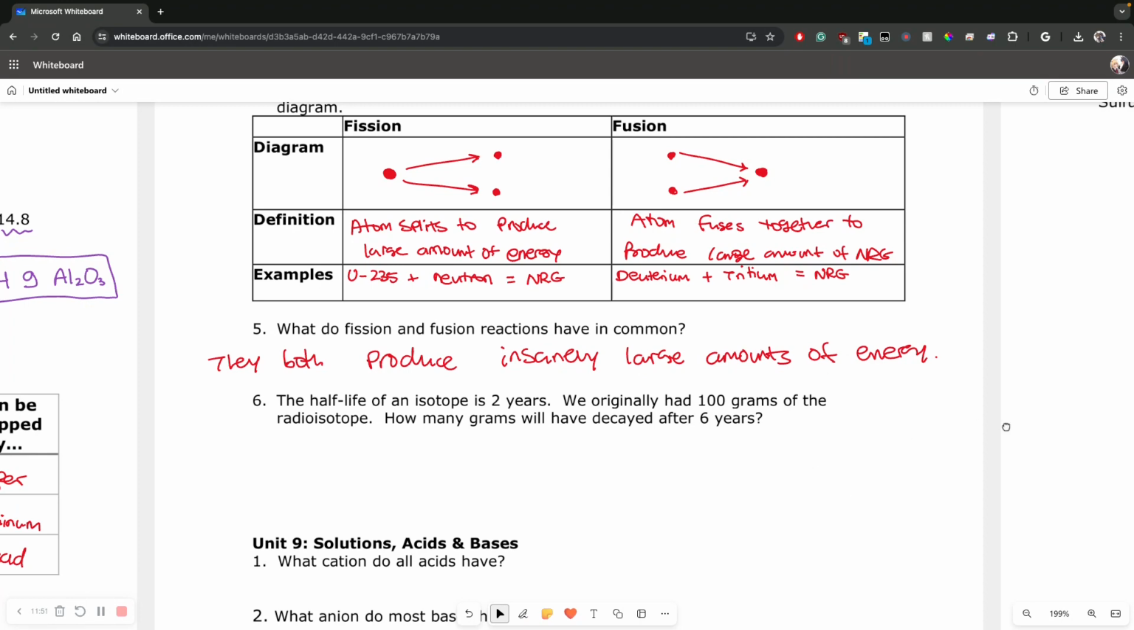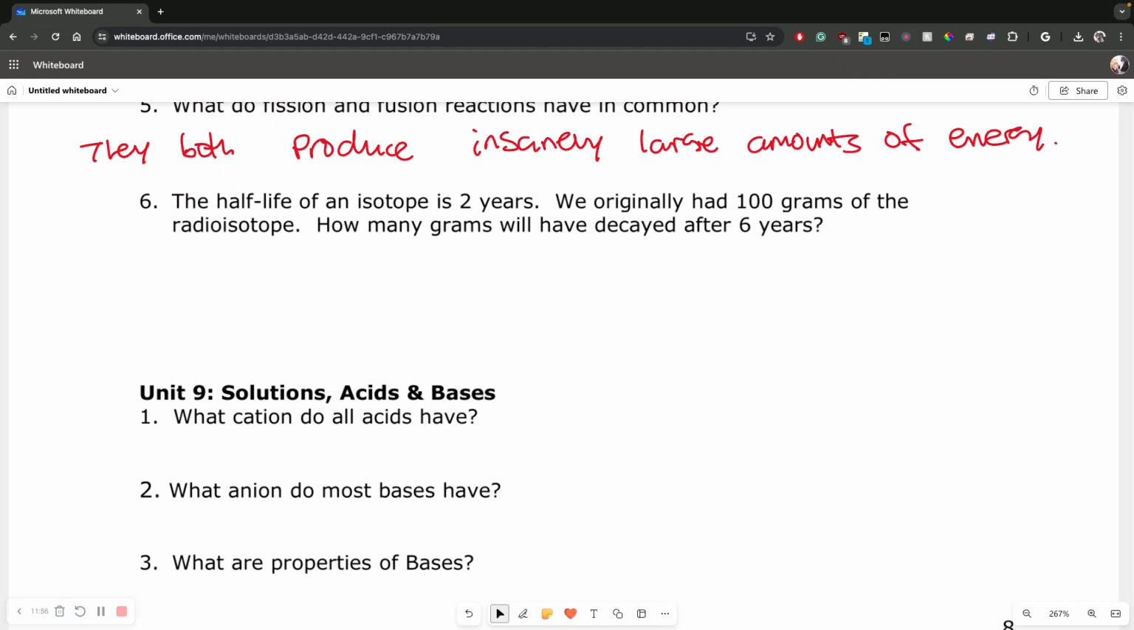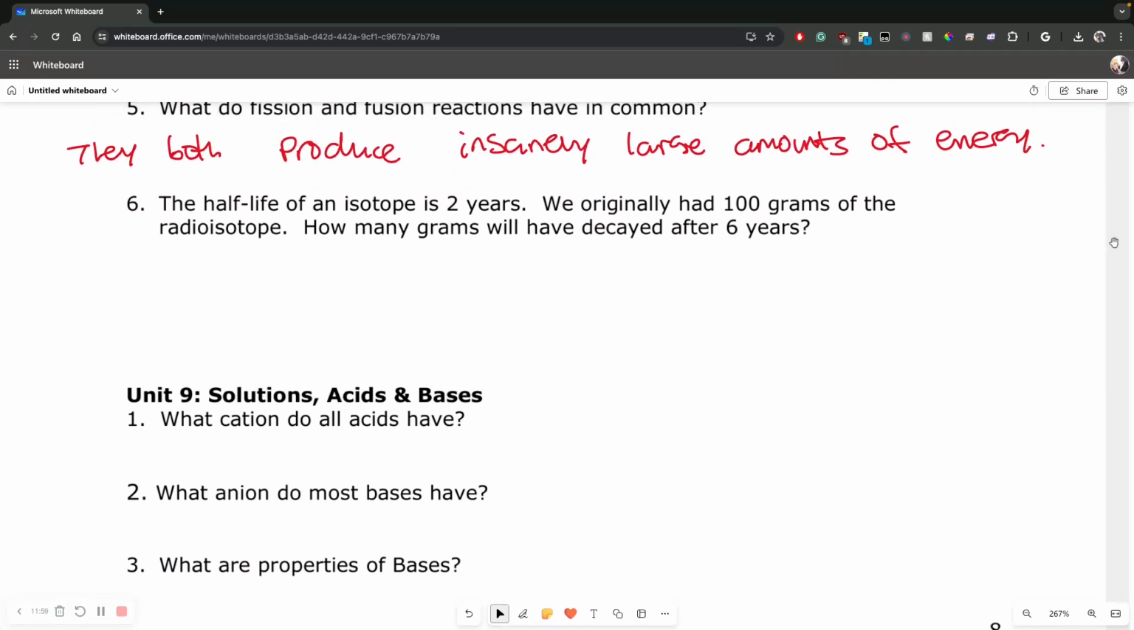Last but not least, we have a classic half-life question. I love half-life. It's very easy. You do not need to use any brain power for these questions. The half-life of an isotope is 2 years. We originally had 100 grams to start with. How many grams decay after 6 years, right? X grams after 6 years.